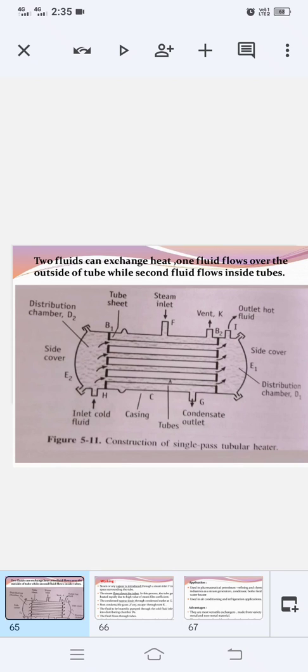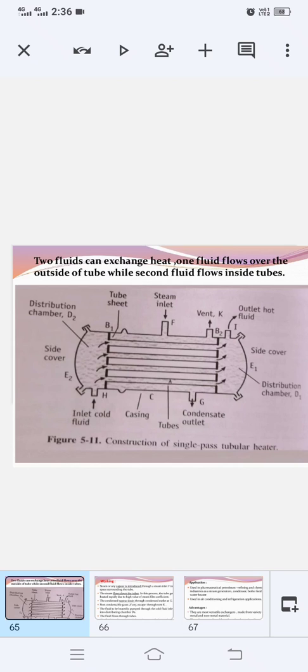Now there are two distribution chambers, that is D1 and D2, which are provided at each end of the casing C. One is at the bottom, that is D1, and the other is at the top, that is D2. The fluid inlet is provided to the distribution chamber D2, and the heated fluid outlet is provided at D1. Two covers, E1 and E2, close the distribution chambers from the sides. These are the side covers.